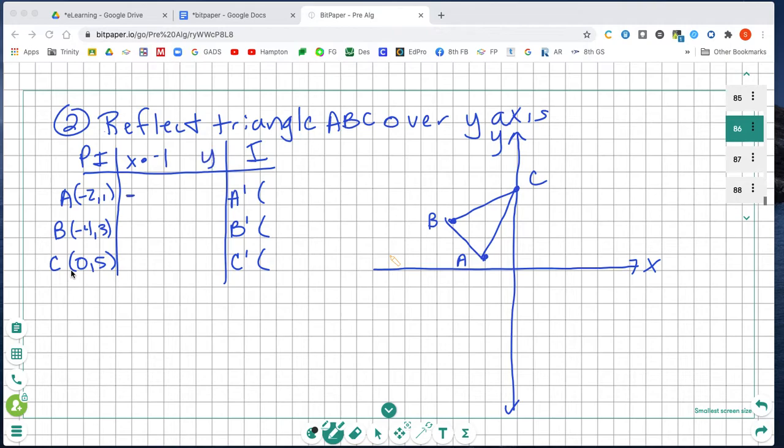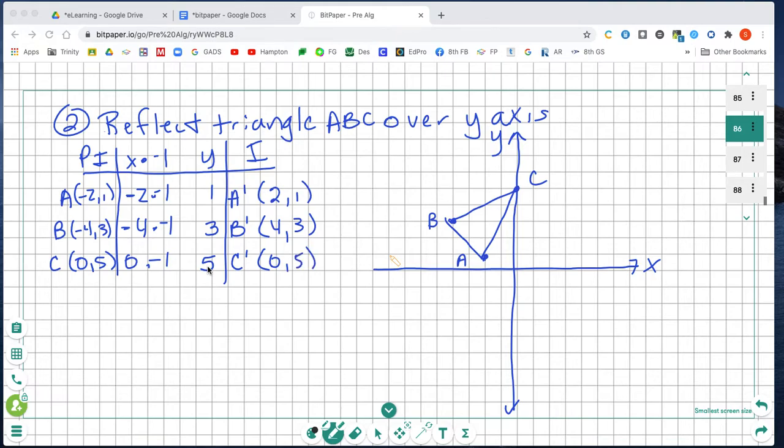So my x's are -2, -4, 0, times -1, times -1, times -1. My y's are 1, 3, 5. So -2 times -1 is going to give me 2, 1. And -4 times -1 is going to give me 4, 3. And 0 times -1 is 0. And then 5 stays the same. So 0, 5. All right.